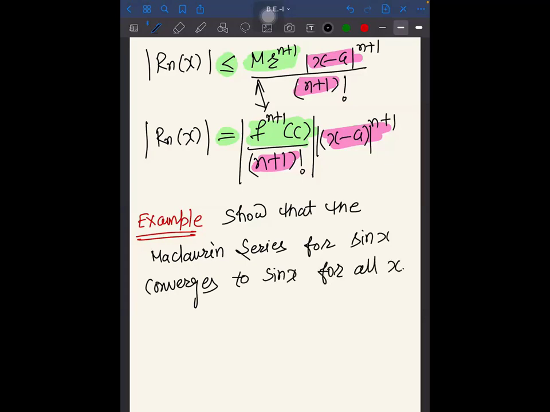Whenever a question asks us whether it is converging for all x, that means we basically need to prove that the limit as n tends to infinity of R_n(x) has to be 0. Okay? Are you getting this? So if the question has this part, it just means that you need to prove that this thing will happen.